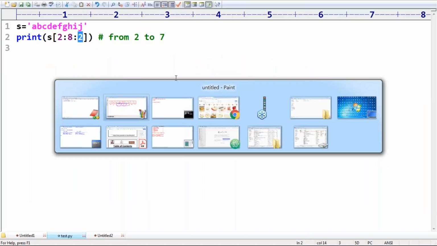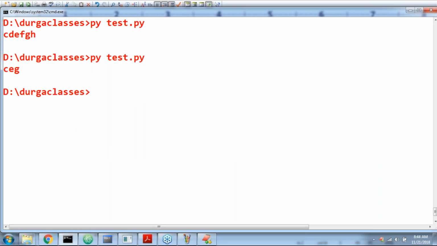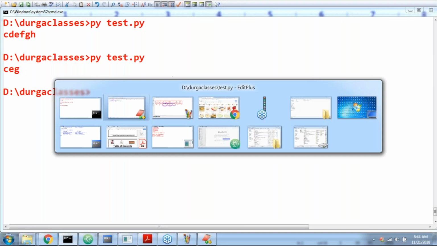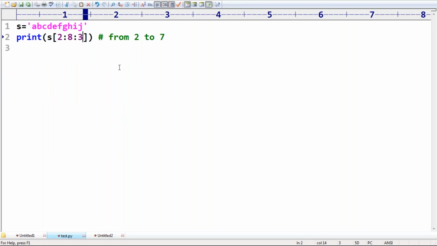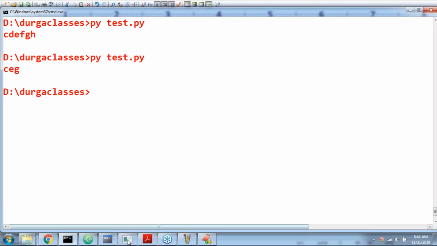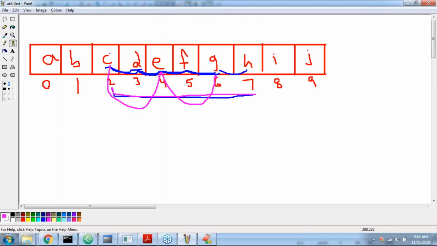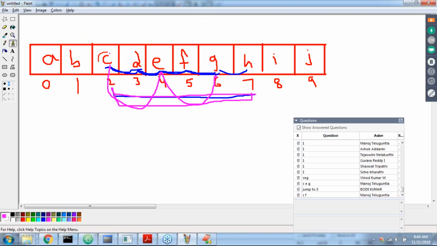Okay, that's all. C, E, G is what we are going to get. Next, one more. If I'm taking 3, sir, what is the meaning of that? In this range, from 2 to 7, every third character you require to consider. So from this range 2 to 7, every third character. First I will consider C.